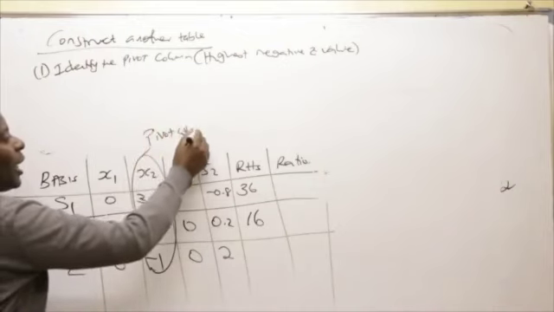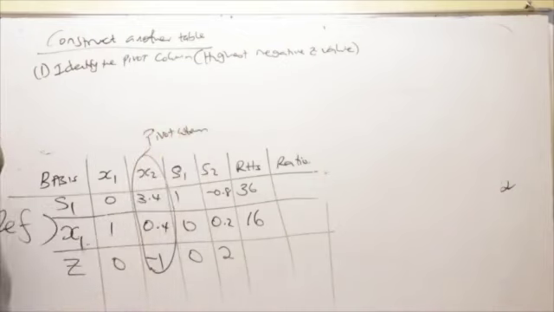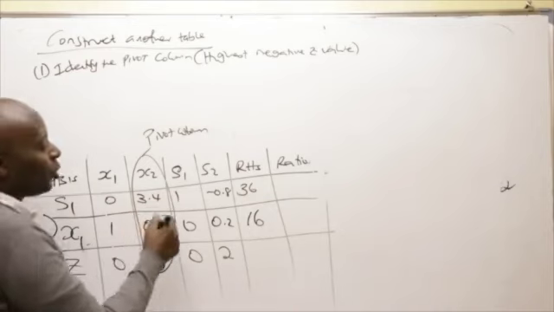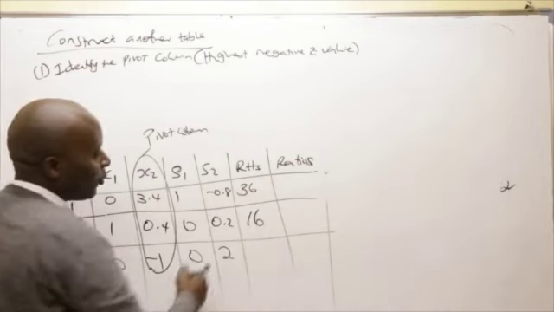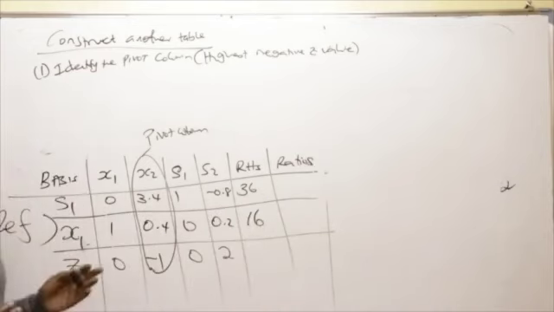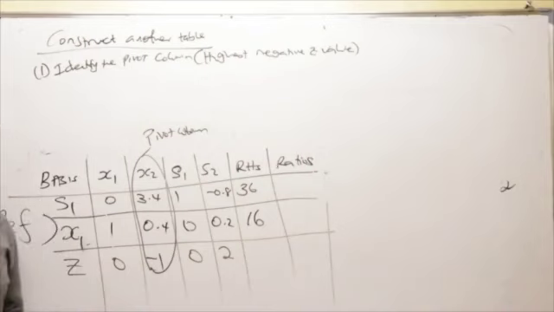Now, ladies and gentlemen, having gotten the pivot column, what do you think would be the next thing for us to do? What are we going to do after getting the pivot column? Sorry for that. We calculate the ratios. So come and calculate the ratios for us. But now the question is, how do we get these ratios? Somebody talk to us.